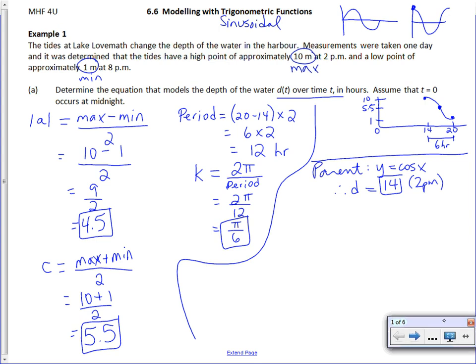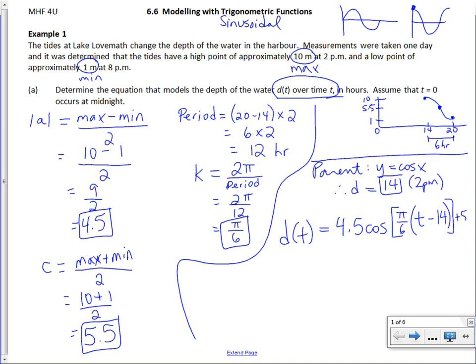Let's put it all together, using those variables. Don't go y and x on me. It's D at t. D at t equals the A value. I don't need a negative because my parent didn't have a negative. 4.5 cosine. Open square bracket. Now I need K, pi over 6. Open round bracket. What variable am I writing? T. T minus the D value, 14, close, plus 5.5.